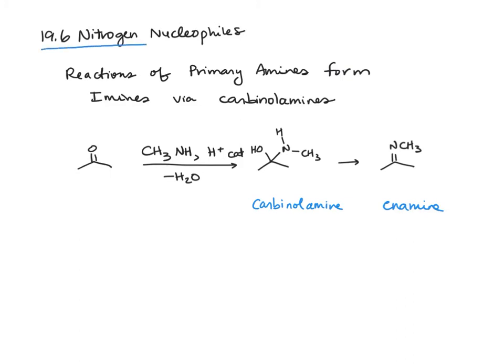Our next section focuses on nitrogen nucleophiles. We're first going to start with reactions of primary amines, and then we're going to go to reactions of secondary amines. Reactions of primary amines form imines via a carbinolamine. So here's an example reaction that shows how that works. We've got a ketone in this case reacting with a primary amine, and we have an acid catalyst. And note that this reaction is showing the loss of water, which means we're undergoing a dehydration reaction. So our first intermediate here is the formation of a carbinolamine, and the second is our product, an imine. On the next slide, we'll look at the mechanism for how this reaction works.